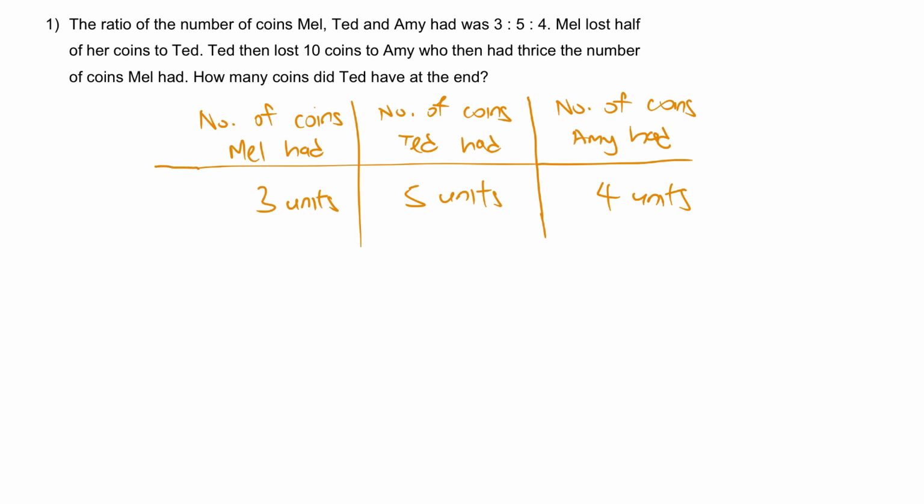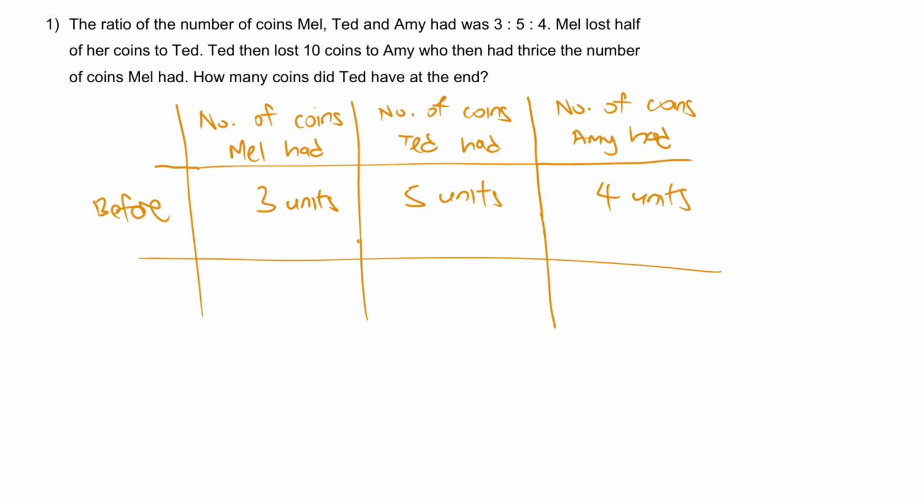Okay, let me do this first. This is before. Then what happened? Mel lost half of her coins. So initially she had 3, she lost half, which is 1.5 units. However, we don't really like to deal with decimals or fractions, so we use whole numbers. It's much easier. So we can multiply it by 2 to get 6 is to 10 is to 8. So 6 units, 10 units, 8 units.